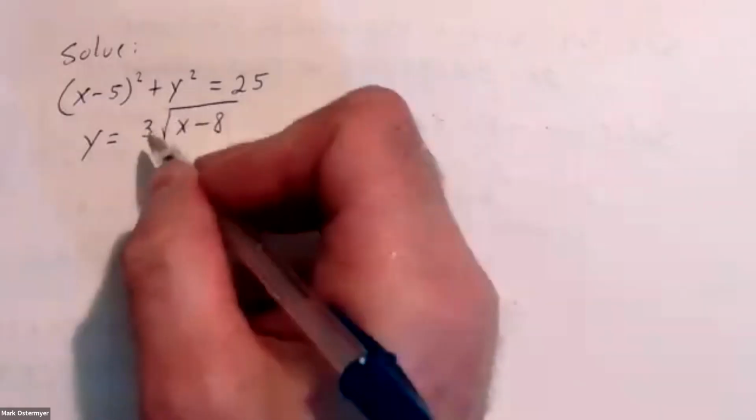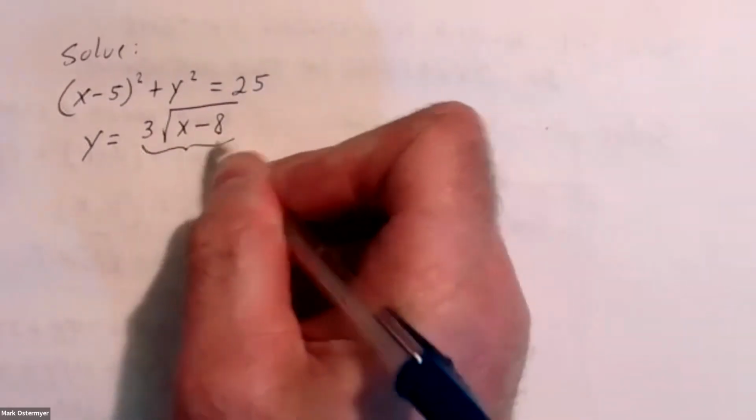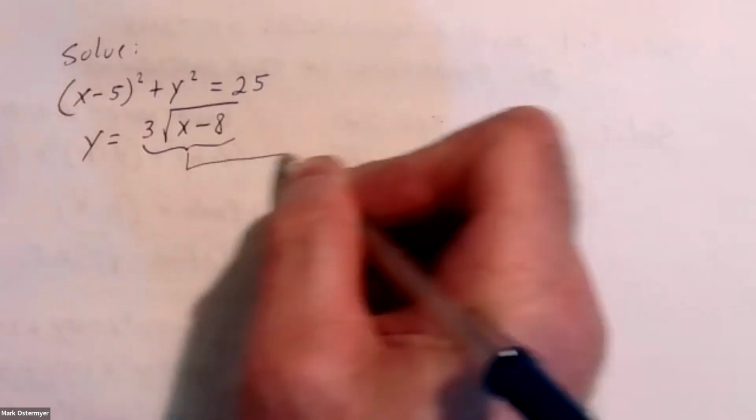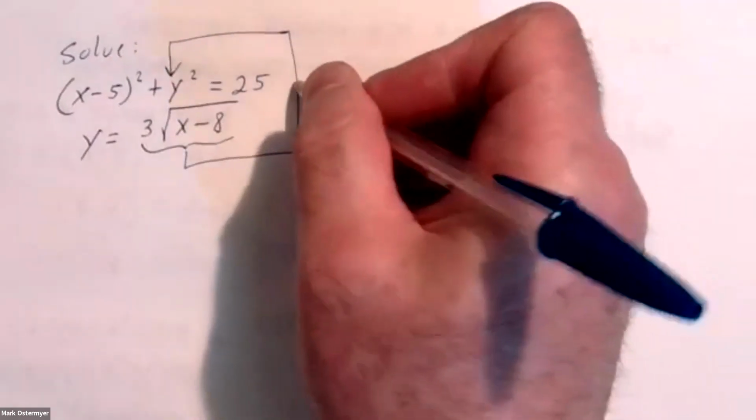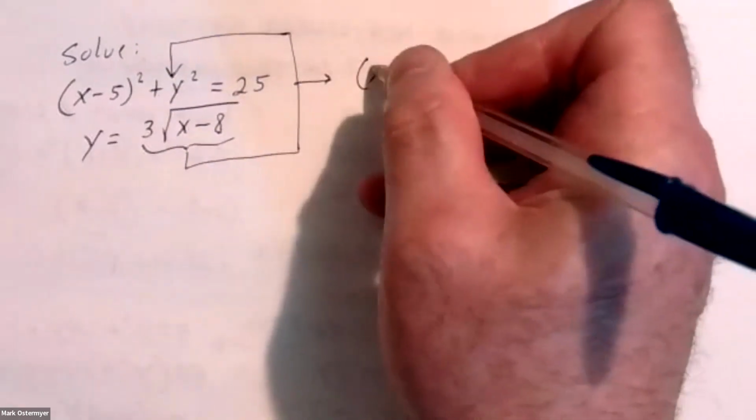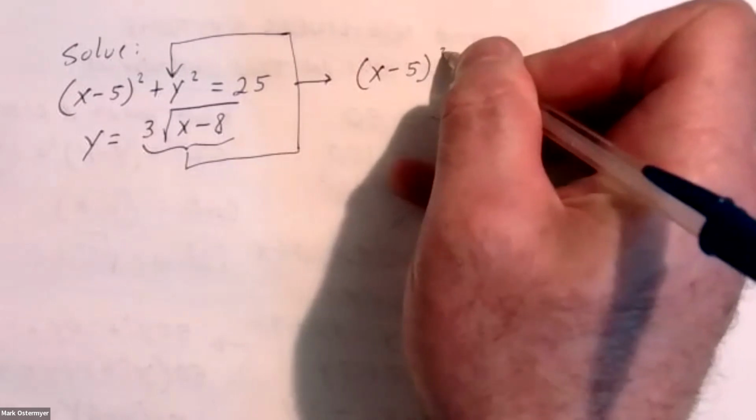Here's a system of two nonlinear equations and two unknowns x and y. We want to solve the system. Notice since the second equation is already solved for y, I'm going to use the substitution method. So this 3 times the square root of x minus 8, I'm going to bring up and substitute in for the y variable into the first equation. Upon doing that, my first equation becomes this.